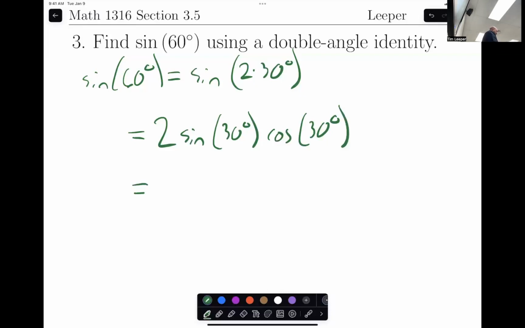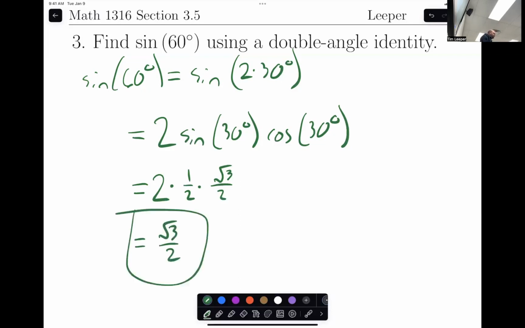Of course, 2 is just 2. Times sine of 30 degrees, which is 1/2, and the cosine of 30 degrees is square root of 3 over 2. 2 times 1/2 is 1, leaving us with the square root of 3 over 2. And there we go. Now, if you're wondering, did I get this right? Well, it's not a guarantee, but it's a decent check here. What is the sine of 60 degrees? Square root of 3 over 2. So, yeah, it's right, at least numerically. Good. Any questions about that?